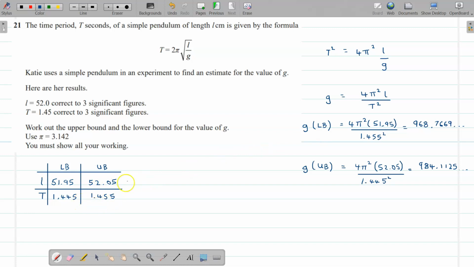Now it doesn't say anything about rounding them or showing them to any particular degree of accuracy. So I think in this case that's sufficient. You could round each one off to maybe 4 significant figures, so you could, if you like, put 968.8 and 984.1, but I think that's sufficient enough because your working is very clear. Quite a difficult question on bounds, because not only did you have to work out all of that, you also had to rearrange the formula as well. And that's the end of that question and the paper.